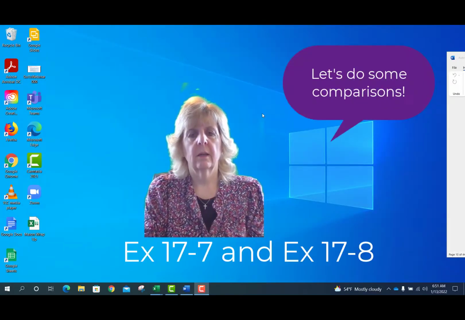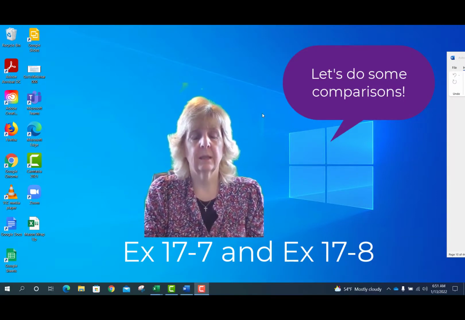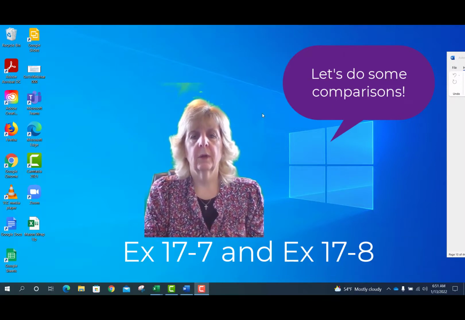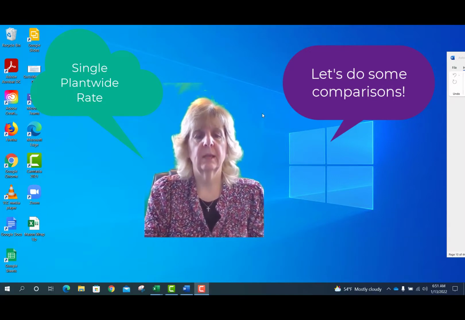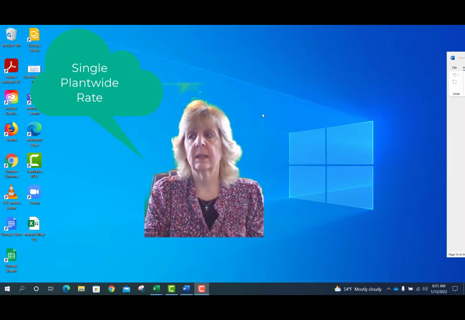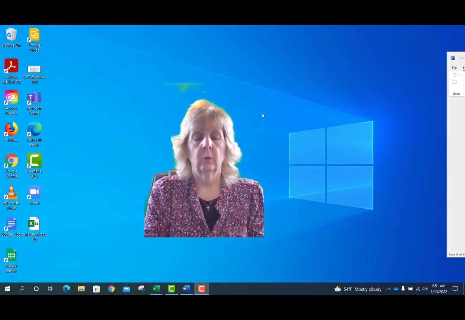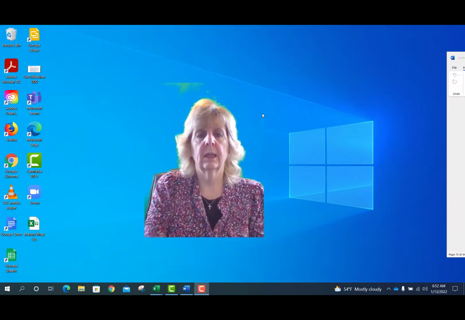In our next set of exercises, we're going to do some comparisons. We'll take the same set of data, and on the first exercise, we'll allocate out the overhead using a single plant-wide rate. $1 over a basis shoved down the company's throat. Pause the video and see if you can do requirement 1 and 2, which basically says compute the single plant-wide overhead rate and then push it down to the products. Pause the video and let's check our answer.